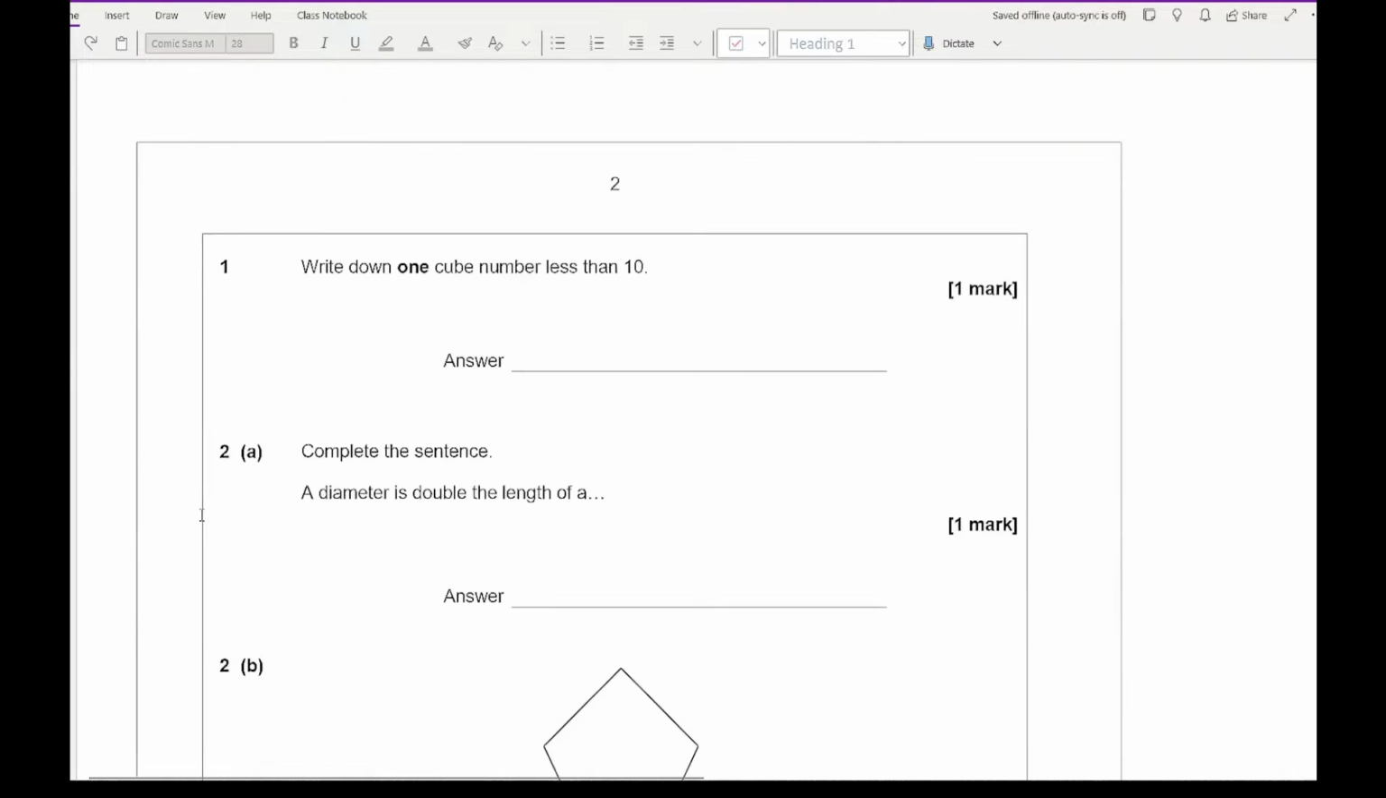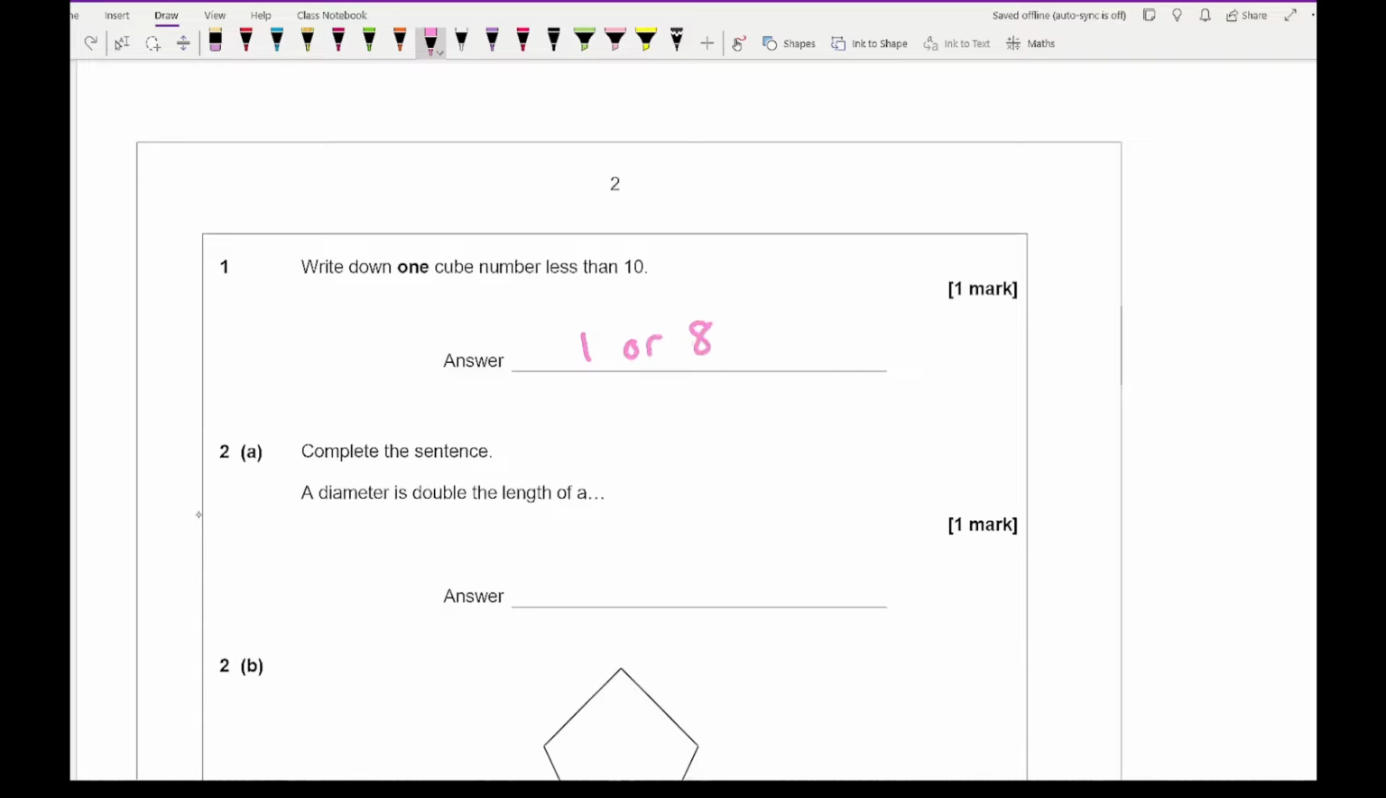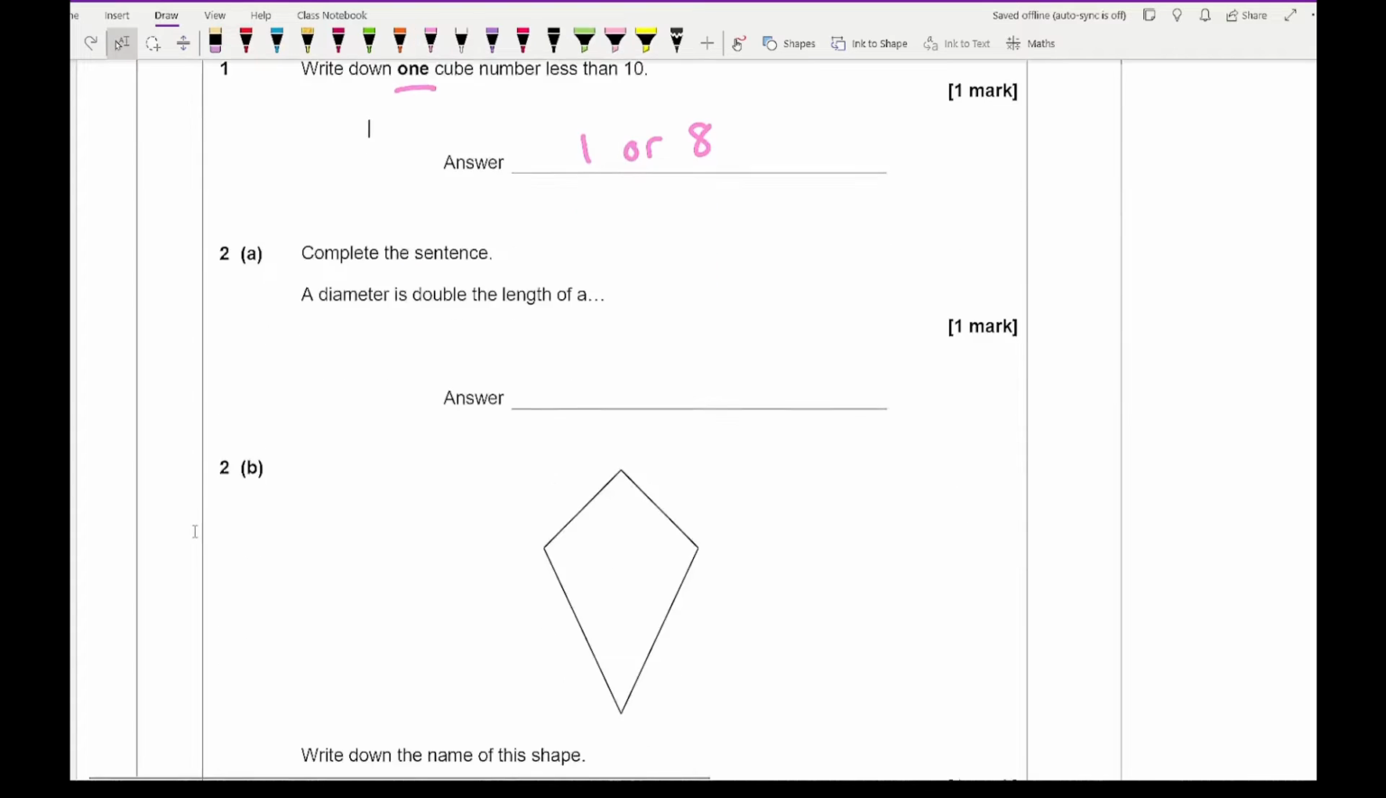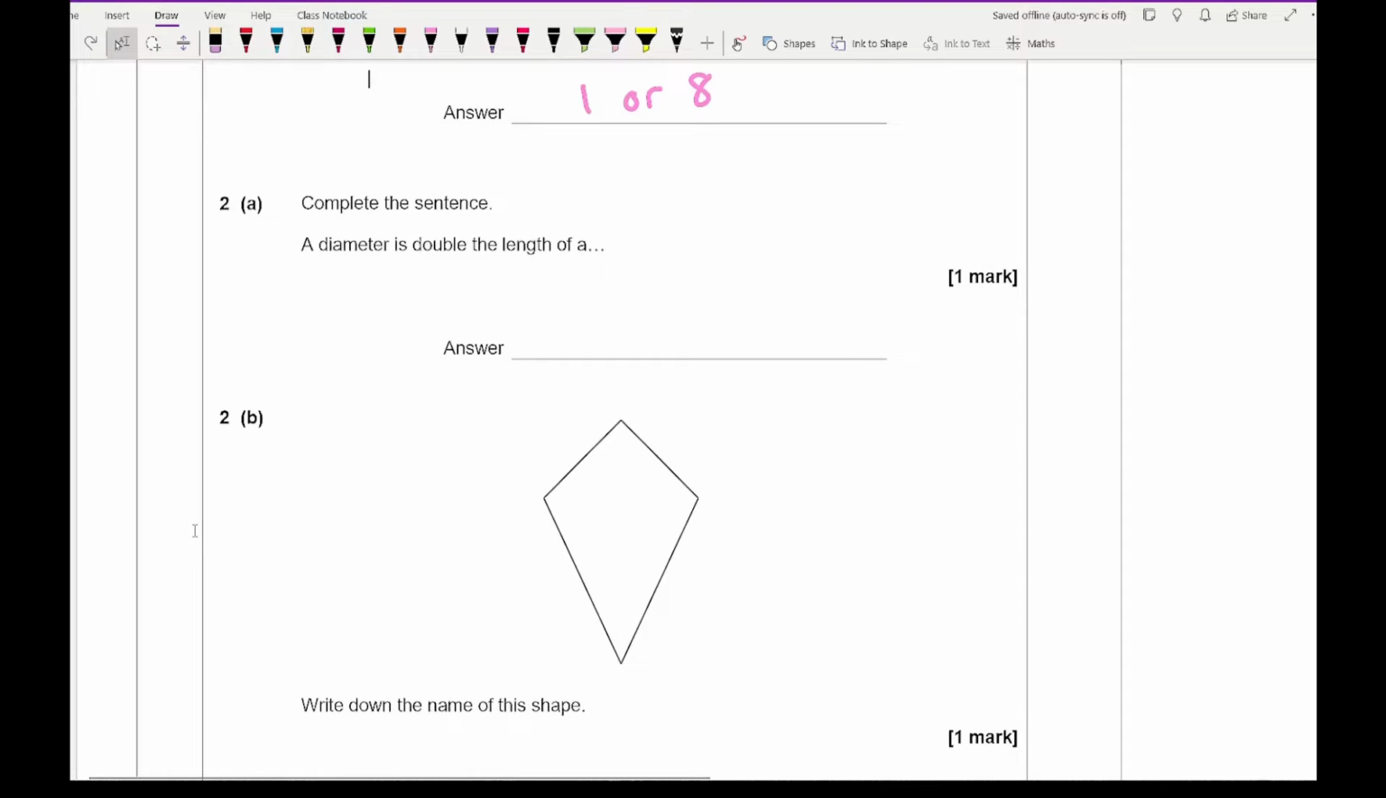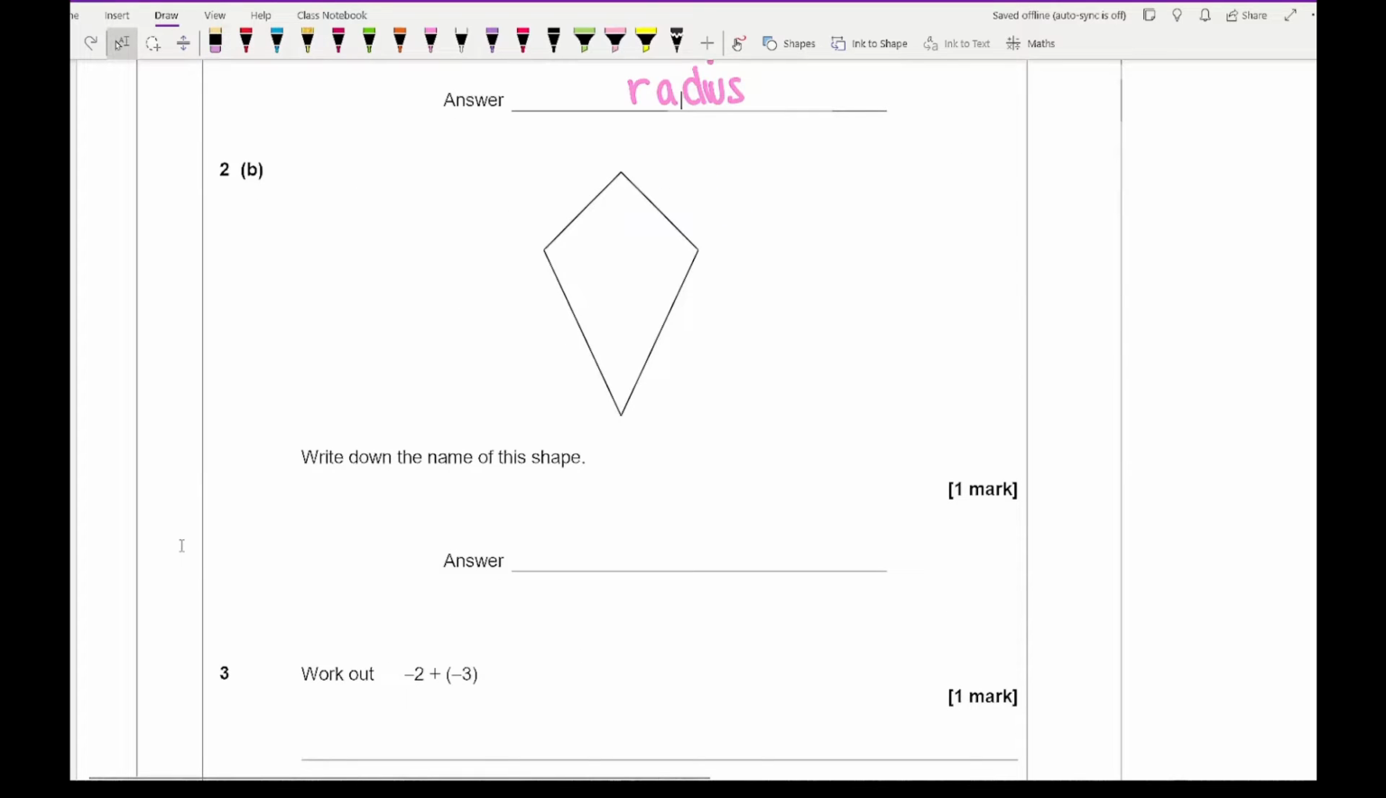So looking at question 1, it says write down one cube number that is less than 10. The couple of choices you can have here, you could either have 1 or 8, but remember that you only need to write 1 down, so just write one of those two numbers. Question 2a says complete the sentence, the diameter is double the length of A, and the correct answer is the radius, spelled correctly. And question 2b says write down the name of this shape, and it is a kite.